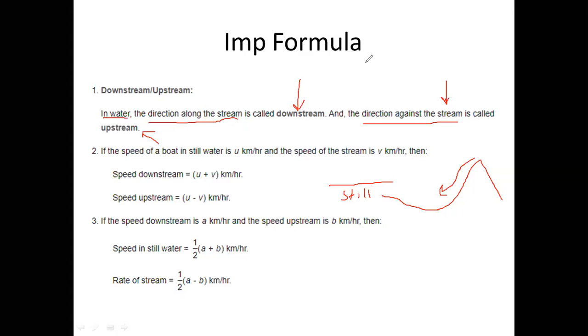So if the speed of the boat in still water is given as u kilometer per hour, please remember these formulas, and the speed of the stream is v kilometer per hour, then the speed for downstream will be calculated as u plus v kilometer per hour.